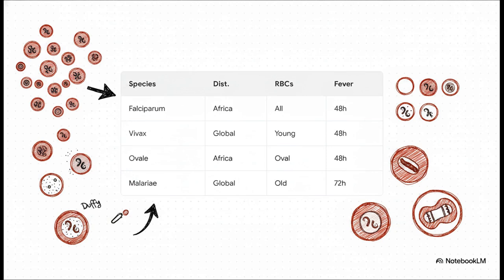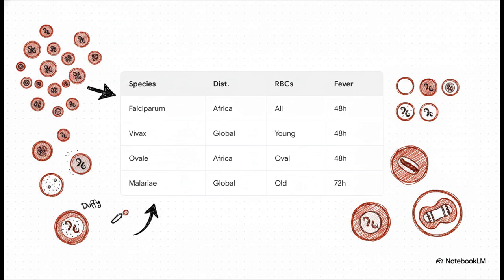Take a look at how distinctly these species behave. P. falciparum, over on the left, that's your deadliest one. Why? Because it invades red blood cells of literally all ages, which leads to massive parasitemia. Now, on the other hand, P. vivax is kind of picky. It only wants young reticulocytes, and it absolutely requires the Duffy antigen to even enter the cell.